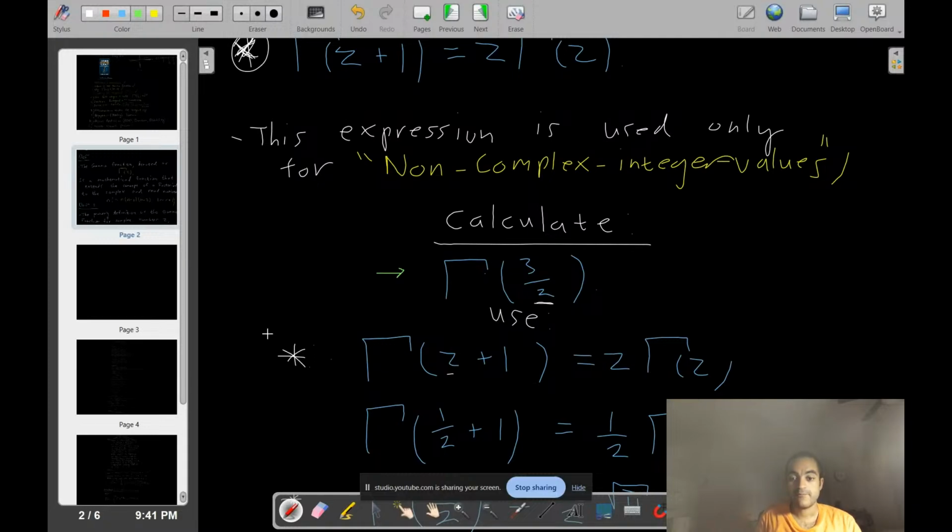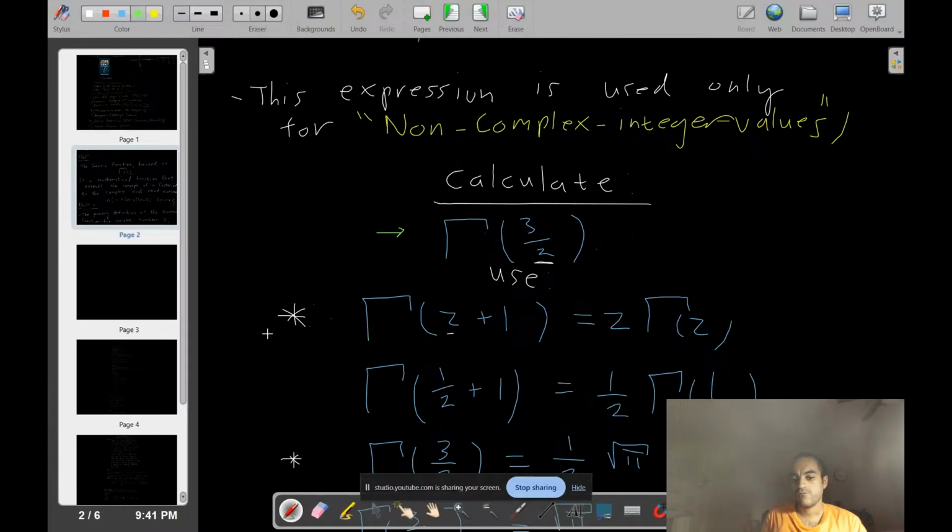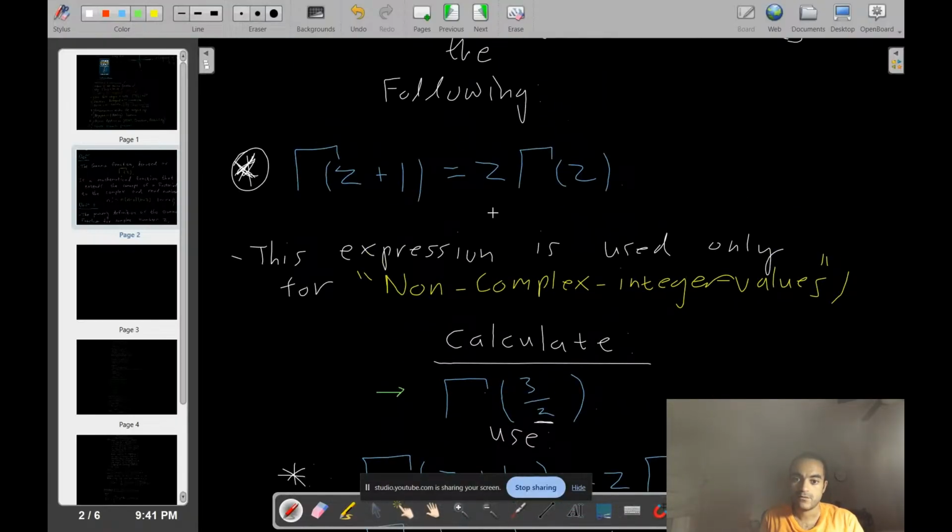It's because we're looking for gamma of 3/2. So we need to find a Z such that when we add Z plus 1 it gives us 3/2. So that Z has to be 1/2. 1/2 plus 1 gives you 3/2. So gamma of 1/2 plus 1 will give me gamma of 3/2. And then gamma of 3/2 will equal 1/2 of gamma of 1/2, which is this part of the formula.